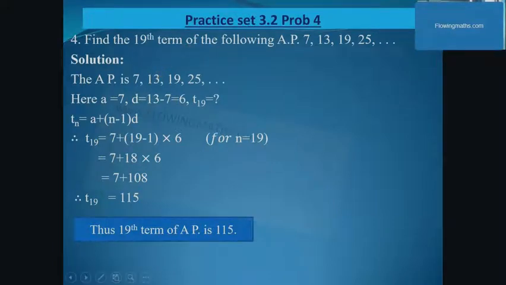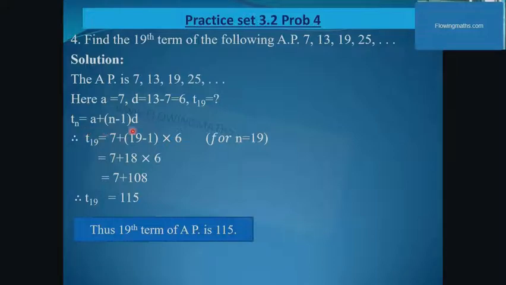Problem 4. Find the 19th term of the following AP: 7, 13, 19, and 25. This is the AP. So the first term A is 7. How do you find D? D is the second term minus the first term, that is 13 minus 7, which is 6. We have to find the 19th term, that is T19.